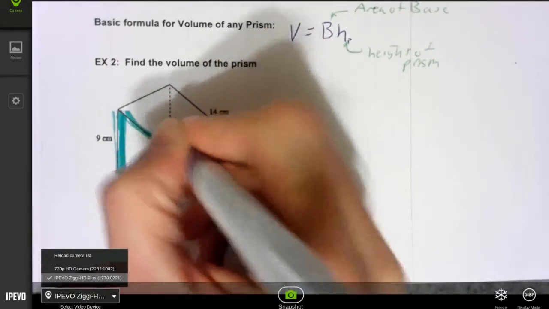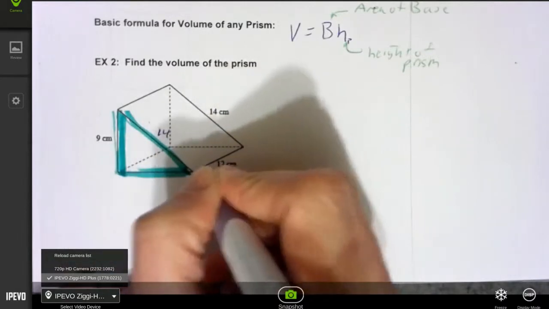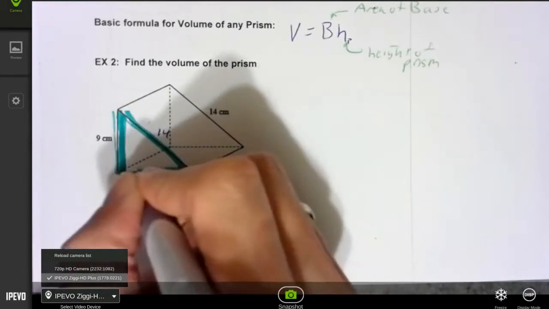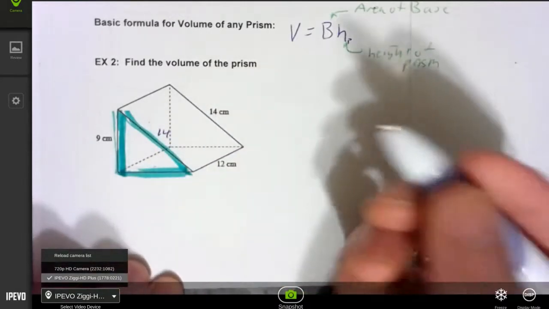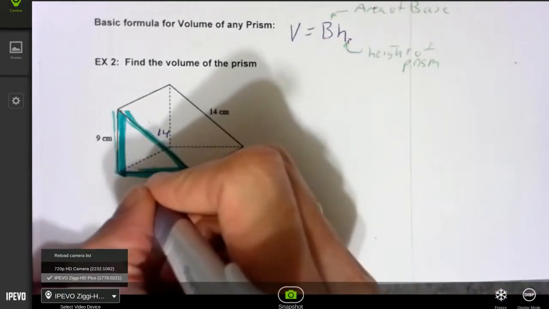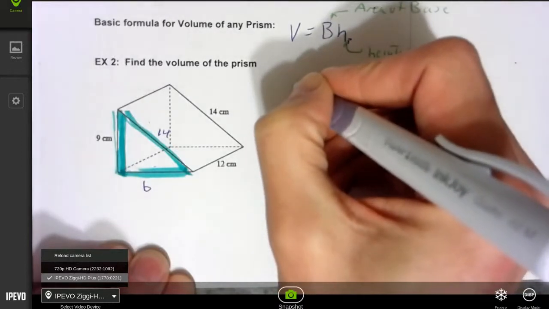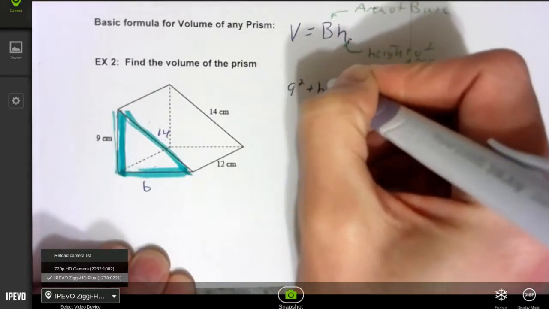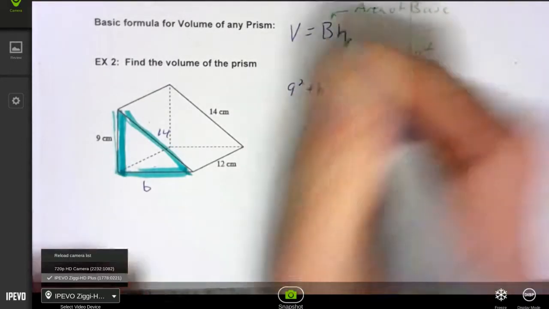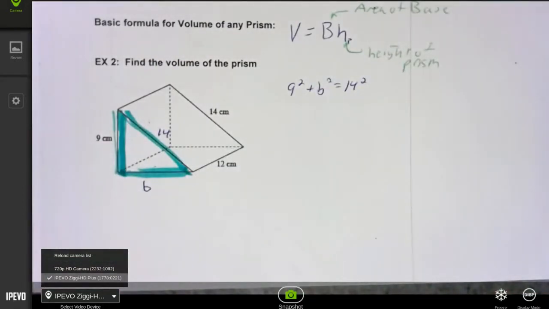So this is 14. I need this last piece here. It's not 12. 12 is running that way. So I need this bottom piece here, which is going to require a little bit of Pythagorean theorem. So I'll call this small b for base of the triangle. So 9 squared plus small b squared equals 14 squared. We can go to the calculator and just calculate that really quickly.